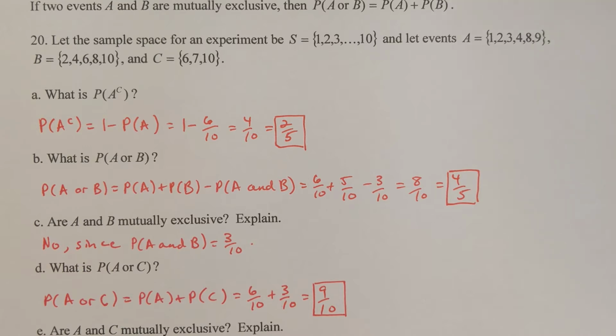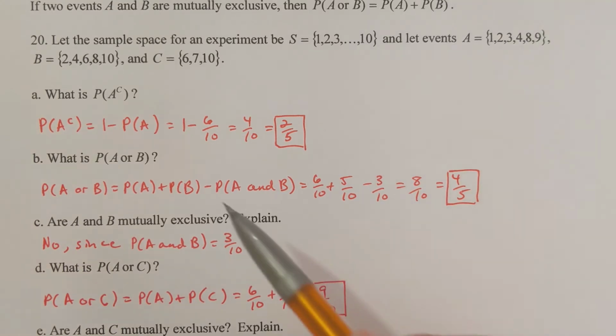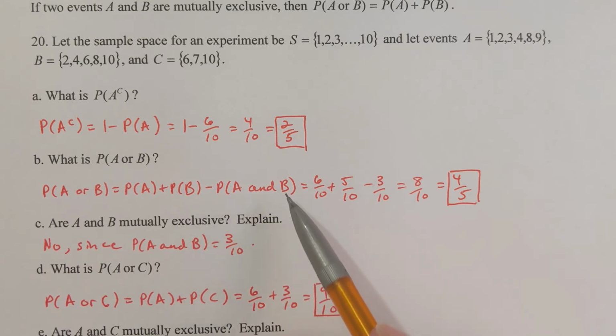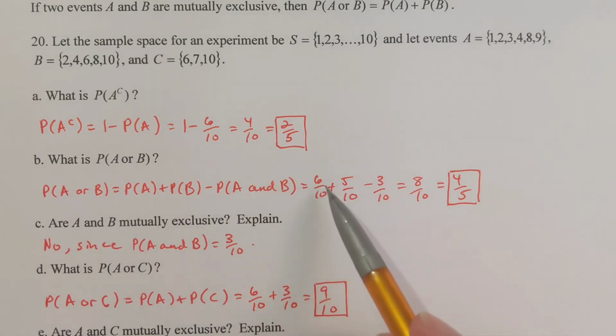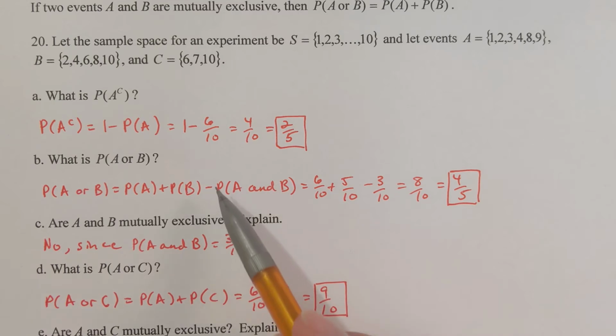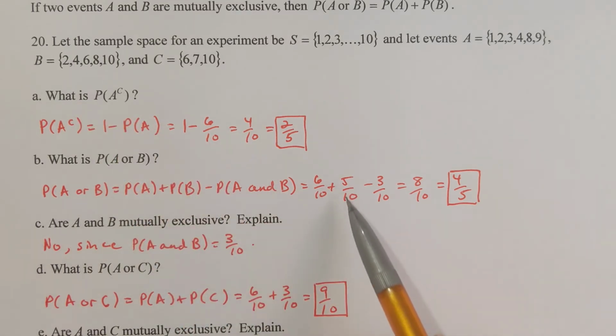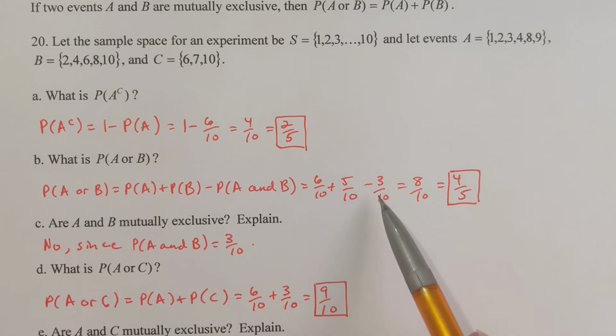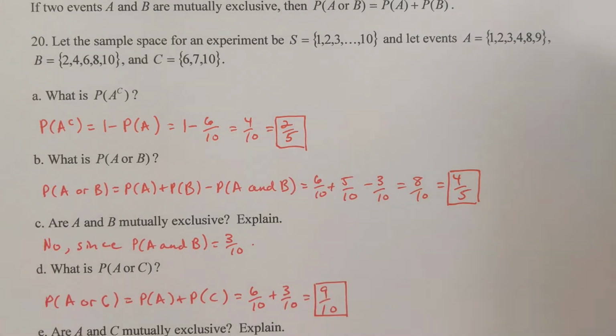What's the probability of A or B? I need to use the general addition rule, which says take the probability of A plus the probability of B minus the probability of A and B. The probability of A, we've already found, that's 6 over 10. The probability of B, there's 5 things in B out of the 10 things in the sample space. And the probability of A and B. And means overlap, and by the way, that's what I want you to think of. Whenever you see the word and, I want you to think overlap.